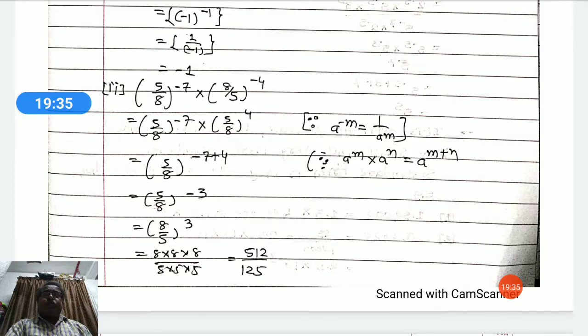So 8 raised to 3 divided by 5 raised to 3 is equal to 8 multiplied by 8 multiplied by 8 divided by 5 multiplied by 5 multiplied by 5 is equal to 512 divided by 125 is the answer.